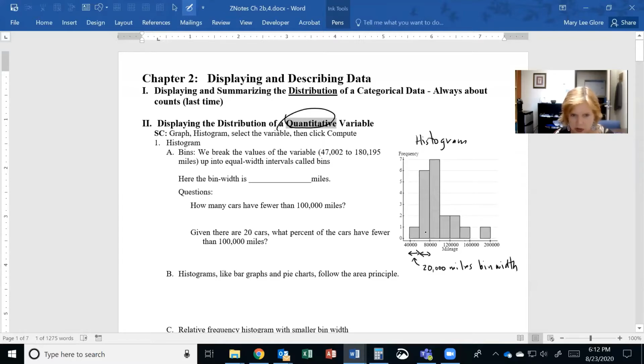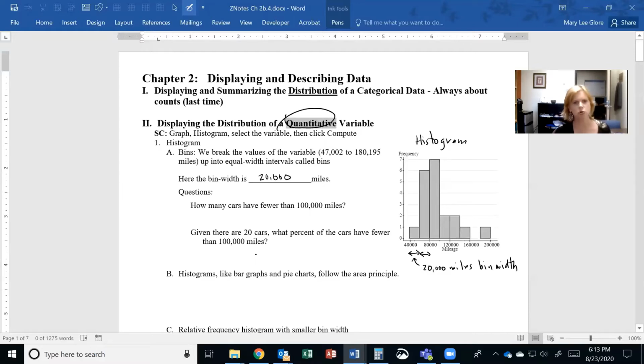So I've got 1, 2, 3, 4, 5, 6, 7, 8 bins. There's one car in the first bin. There's one car that has between 40 and 60,000 miles. And the next bin, there's 6 cars that get between 60 and 80,000 miles. And so this is how we summarize a quantitative variable. So here, the bin width is 20,000 miles.